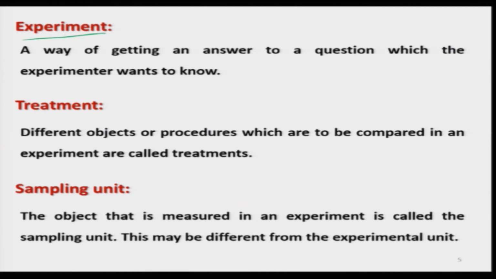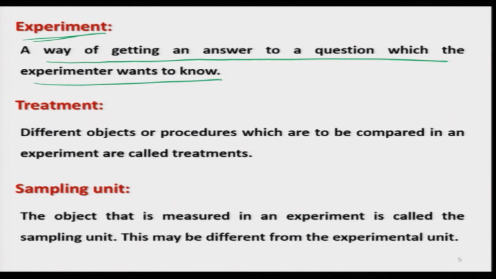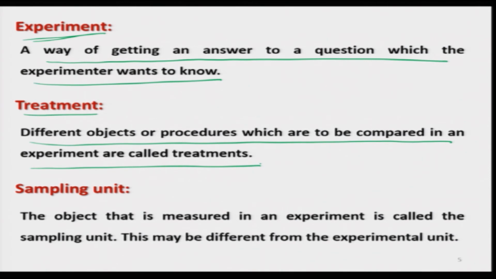So, the next terminology here is experiment. This experiment is only a way of getting an answer to a question which the experimenter wants to know. Suppose you want to know the effect of different doses of the medicine, and then there is a treatment. What is the treatment here? Different objects or procedures which are to be compared in an experiment are called treatments. For example, when you are trying to take different doses of medicine, 1 tablet, 2 tablets, 3 tablets, right, here in this case the treatment is the medicine. You want to see what is the effect of this treatment on the experimental units.